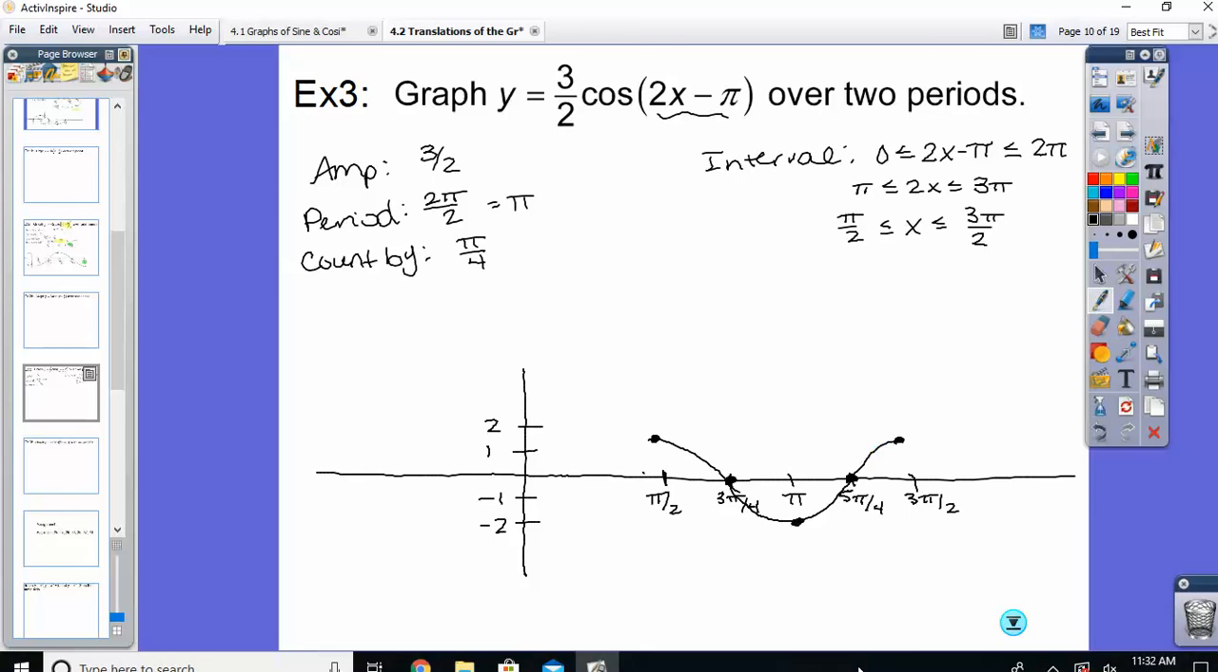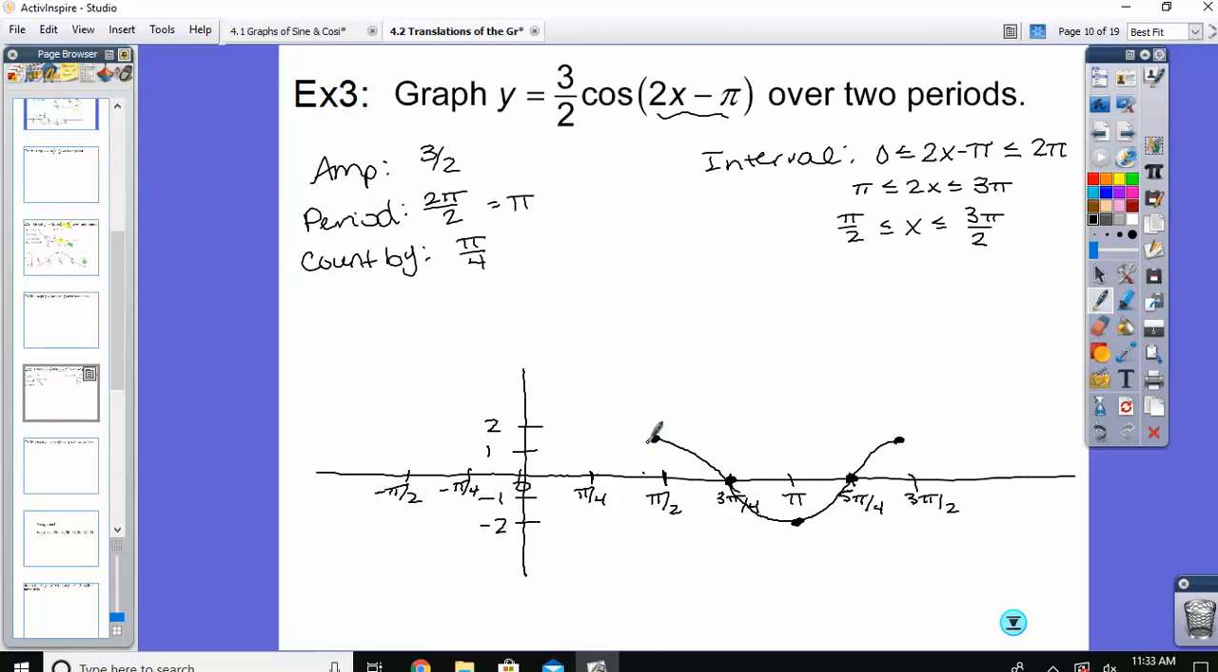Am I done? I asked for 2 periods. When we did these Friday, we usually just kept adding pi over 4 onto the end, and you could certainly do that and get 4 more points. I also want to show you, you could go the other direction. You just have to subtract your count by. So pi over 2 minus pi over 4 is pi over 4, minus pi over 4 is 0, minus pi over 4 is negative pi over 4, minus pi over 4 is negative pi over 2.